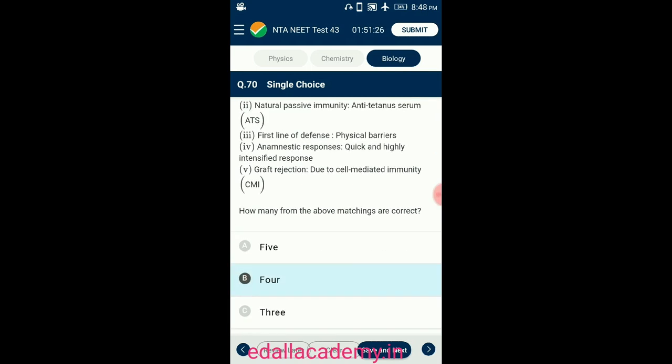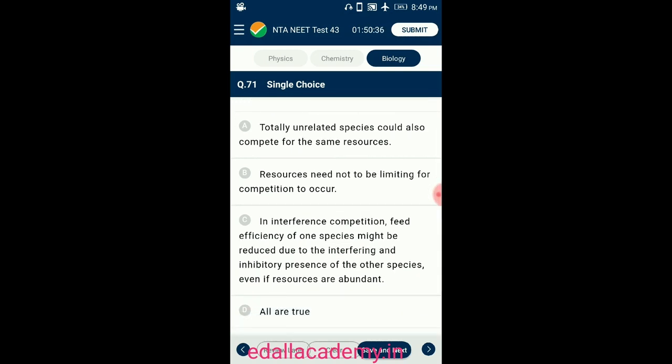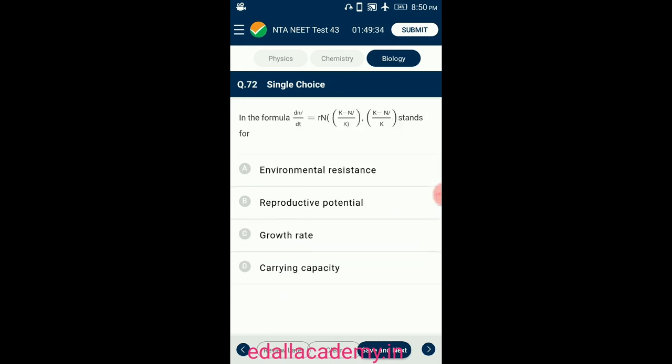There are 4 of them matching correctly. Find out the correct statements. In some shallow South American lakes, visiting flamingos and resident fishes compete for the food zooplanktons present in the lakes. Resources need not be limiting for competition to occur. In interference competition, the feeding efficiency of one species might be reduced due to the interfering and inhibitory presence of the other species. So the answer for this question is option D. All are true.